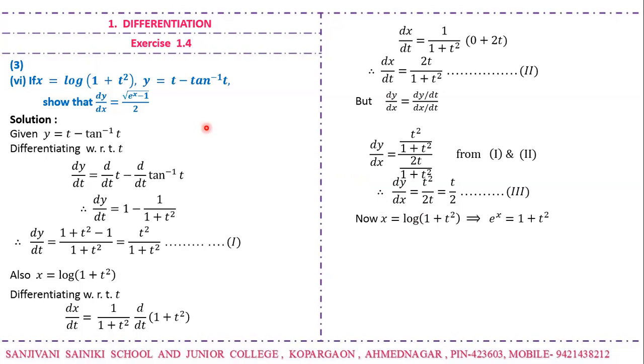Now we want to show something. What is given? x is equal to log of 1 plus t square is given. So if we use the exponential form of the logarithmic equation, we can write it as e raised to x is equal to 1 plus t square. So this 1 can be taken to this side. So e raised to x minus 1 is equal to t square. So what is t? t is square root of e raised to x minus 1. We will put this t in this derivative. So I got the answer dy by dx is equal to root e raised to x minus 1 upon 2. That is what we want to show.